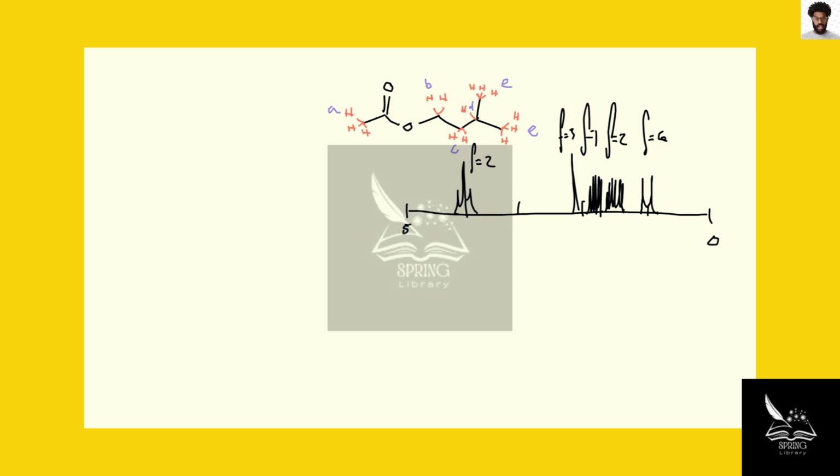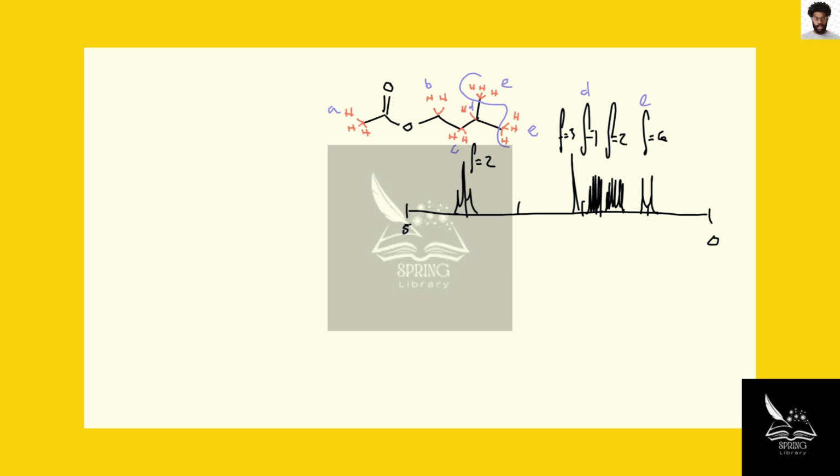Now we can easily assign these. There's only one set of 6 protons, so this has to be E. There's only one single proton, which should be a pretty crazy multiplet, so this must be D.